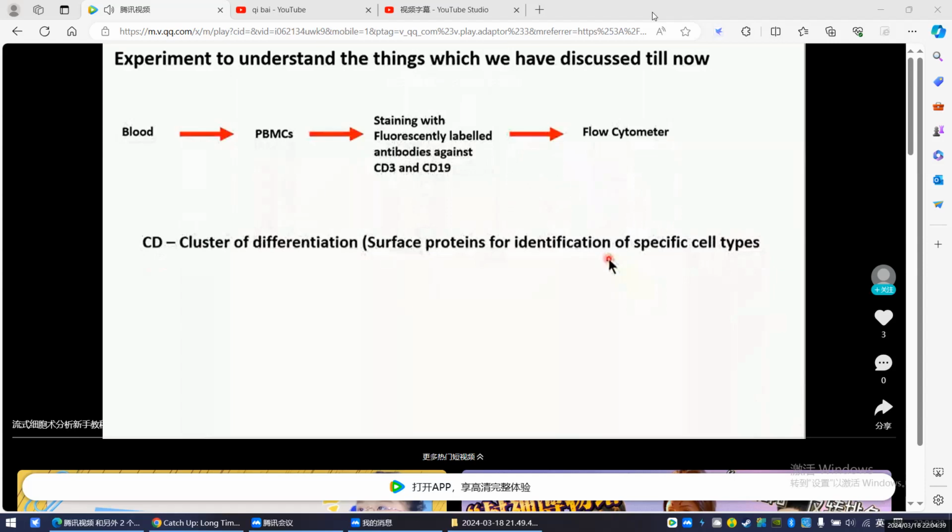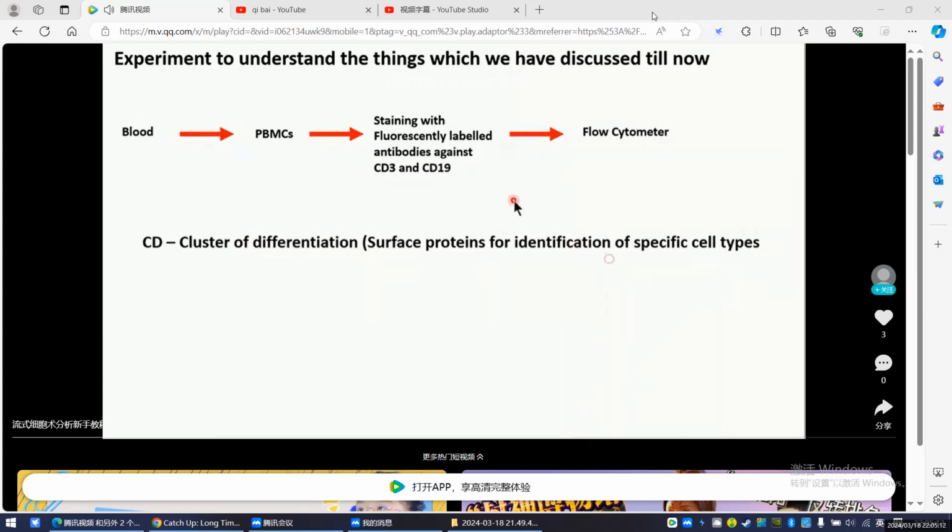If we talk about the regulatory T cell, then the identification phenotype of the regulatory T cell is like this. Regulatory T cells are CD4 positive, CD25 positive, or CD25 high, meaning they have higher expression of CD25. They are FOXP3 positive and CD152 positive. This means you can use a group of CD molecules, and by using those CD molecules you can identify or characterize a specific cell.